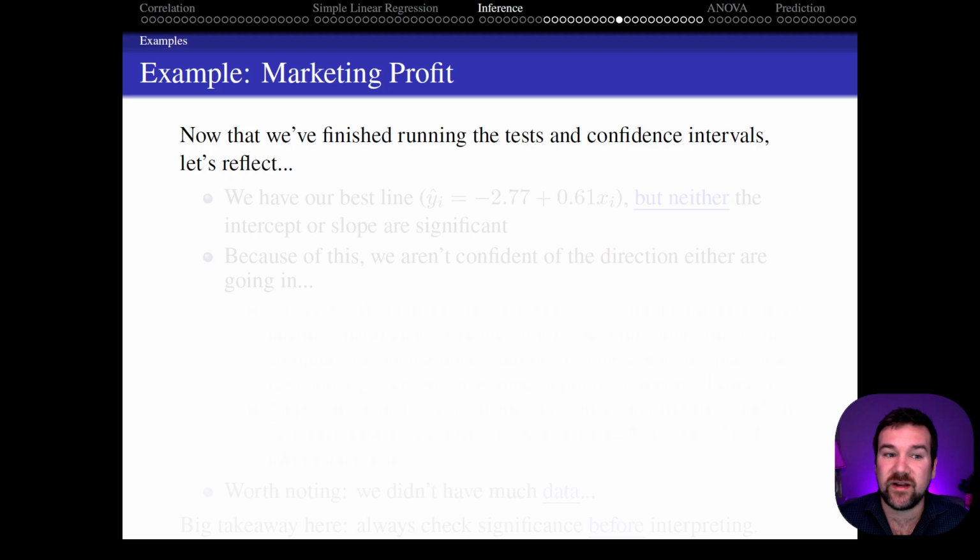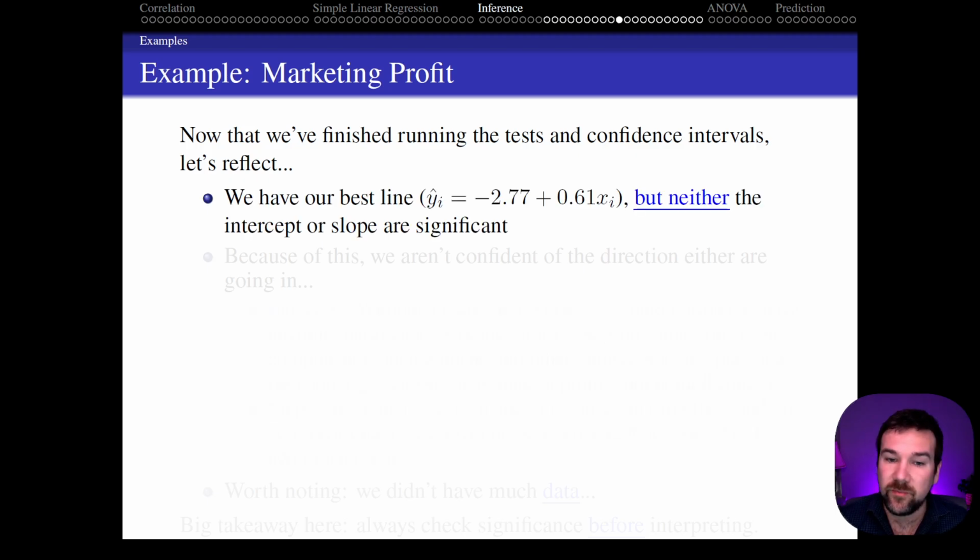All right, so we just ran everything. Let's do a little bit of reflection. We have our best line, but neither the intercept or slope are significant. So we calculated the best line, and it is the best line that we have based on the sample data. But we don't have enough evidence to determine, based on this sample, that the intercept is anything other than zero.